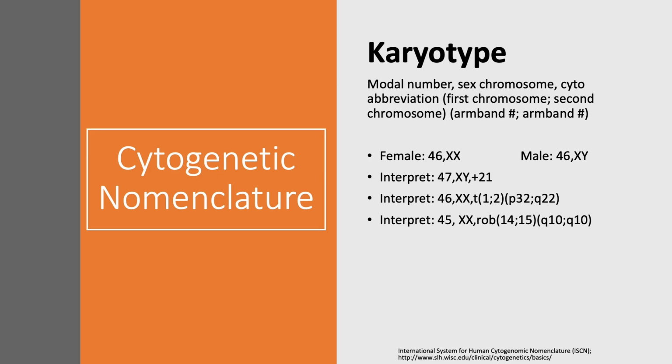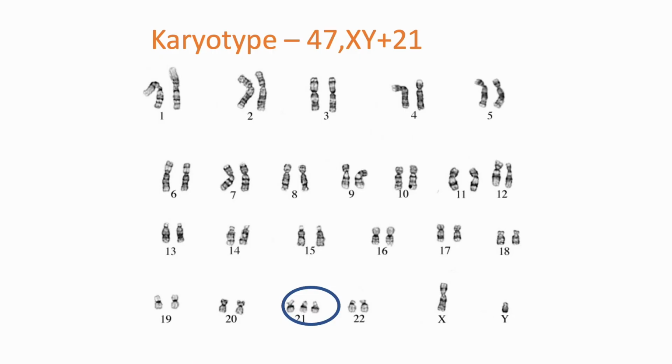Let's take a look at some examples of karyotypes where the patient has a chromosomal abnormality. For example, this karyotype shows an XY individual with trisomy 21. As you can see, the modal number is now 47 due to the extra copy of chromosome 21, and a +21 has been added to the end of the cytogenetic nomenclature.